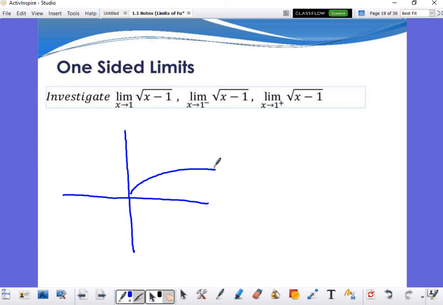Because I have a domain restriction here. On this one right here, I have a domain restriction. So can I have negative numbers in there? No, I can't have negative numbers because that gives me what? Imaginary, right? So there's a domain restriction there. So I can't have negative numbers. Can I have 0?